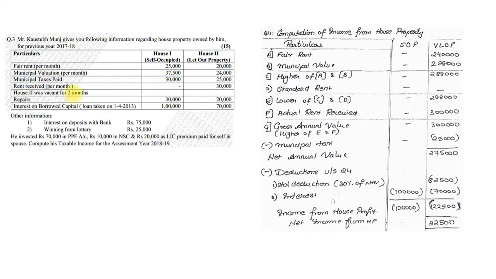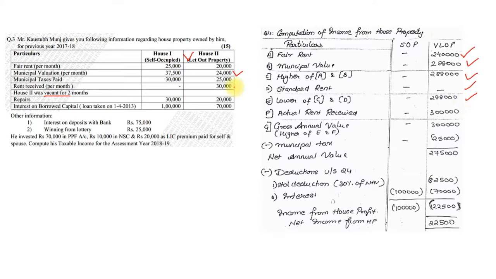Next, Mr. Kaustubh Munj gives you the following information: house 1, house 2, other source, and deductions. First is SOP, and the other one was LOP written, but it is vacant, so this becomes VLOP. Fair rent is 20,000 a month, so into 12 comes to 2 lakh 40. House property, everything will be nil. Municipal valuation was 24,000 a month, so 24 into 12 is 288. Higher is 288. Standard rent is not given, so lower is again 288.